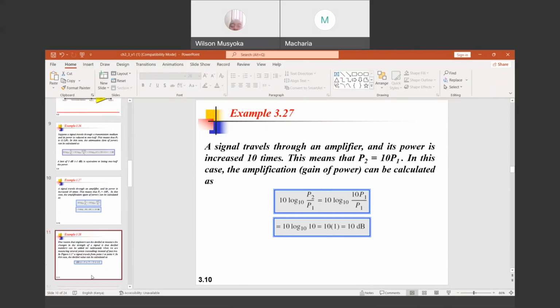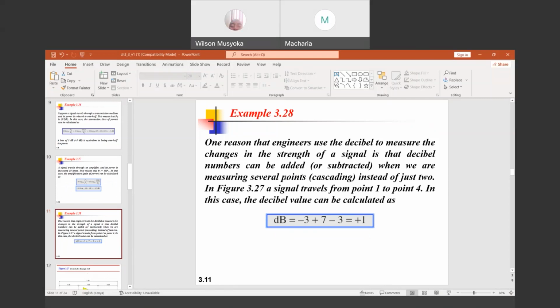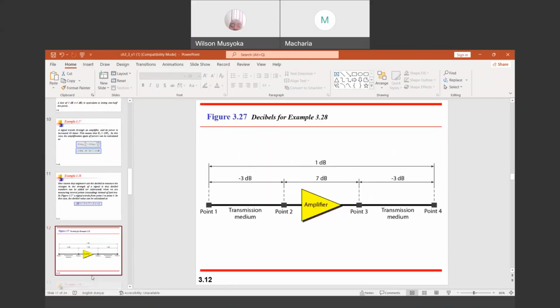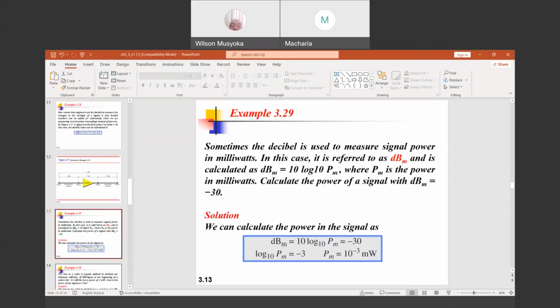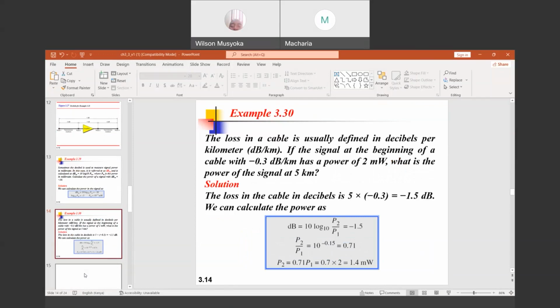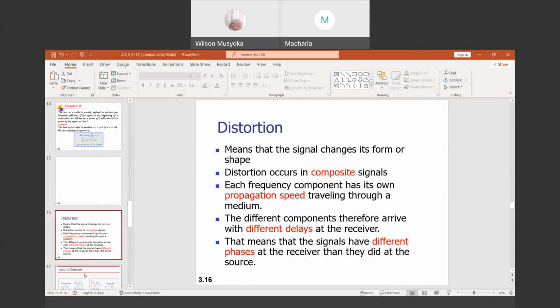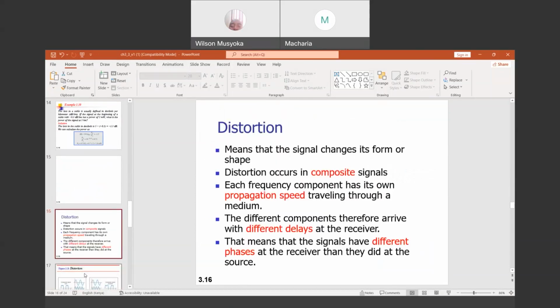So there is also another one here whereby you can look at it to show how these ones are normally done. So these examples are there for you to look at and see how attenuation can be addressed. If there is a problem, we can discuss it together. Look at those problems. Then we have distortion.